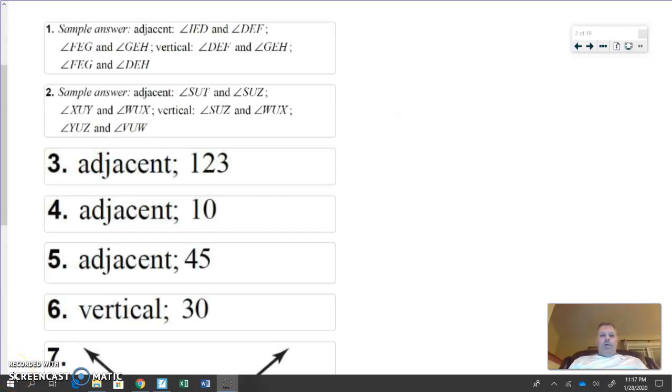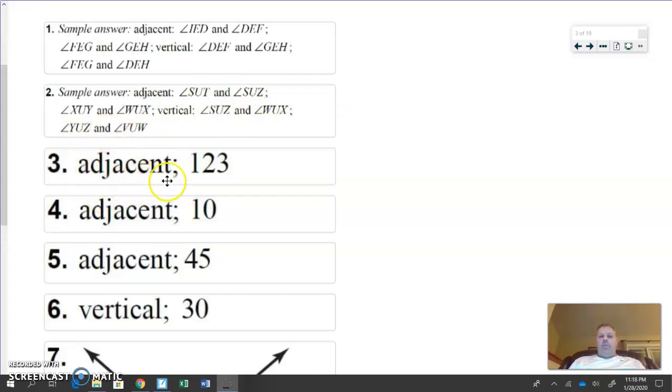As you can see, I have the answers posted. On number 1, there are some sample answers. There are more than just this. So adjacents are these and these. Vertical are angle DEF and GEH, and FEG and DEH. That's some samples. There are some other ones, especially the adjacent ones. Again, samples for number 2, both the adjacent ones right here and the vertical ones right there.